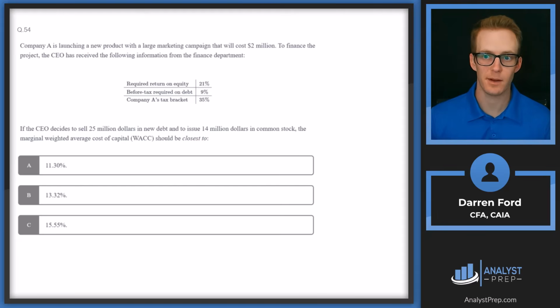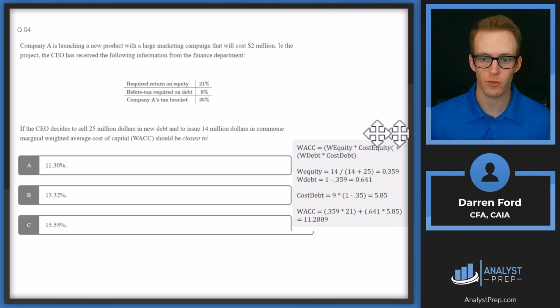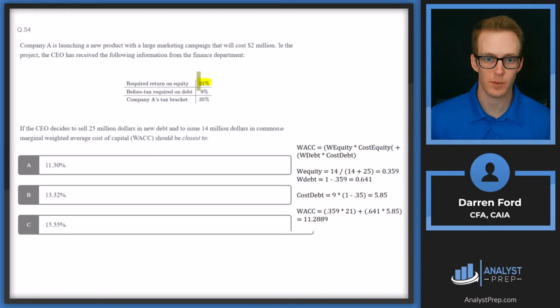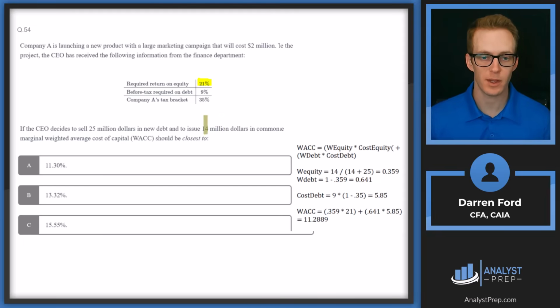So let's pull in that weighted average cost of capital formula, or WACC. And that is going to be equal to the weight of equity times cost of equity. We're given cost of equity, which is nice, at 21%. The weight of equity, we're going to have to calculate based on what we're issuing. So it'll be 14 million divided by 25 plus 14. And that'll give us our weight of equity.